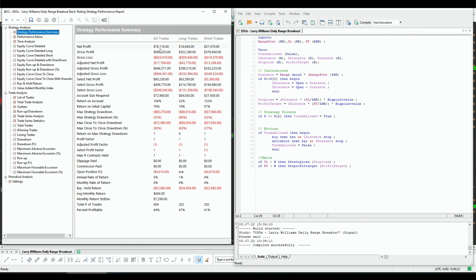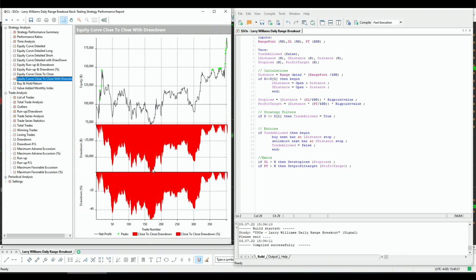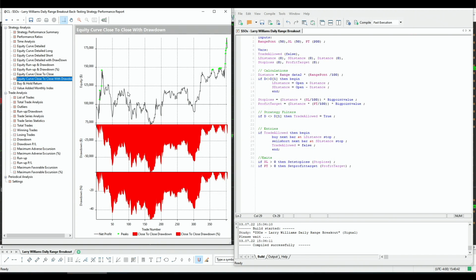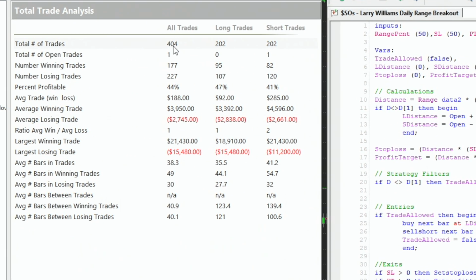So currently we are making $76,000 with a huge drawdown of $80,000, and you can see it here. So it's almost between trade 25 until trade 350, we are doing nothing. Yes, we are making money, but the curve is crappy. And that's of course expected because we're always in the market. So the stop loss and the profit target now should make a difference. Also to remember, we have 404 trades, making on average 188.